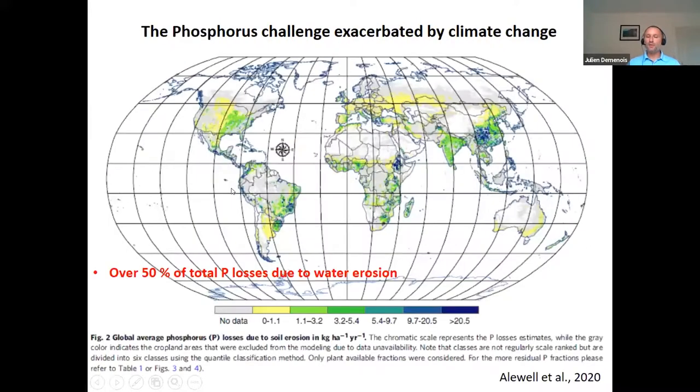And if I come back to the phosphorus issue, which I've mentioned just before, this issue of water erosion exacerbated by climate change would in fact as well exacerbate the issue of phosphorus need and losses. Here is a map coming from, again, a recent publication. And they assess on this map that more than 50%, in fact, of the total phosphorus losses today are due to water erosion. And those areas where this loss of phosphorus due to water erosion is high are in blue on this map. So those areas in Southeast Asia, here in Northeast Africa, for instance, and some areas here in South America. So there is a real issue with phosphorus.